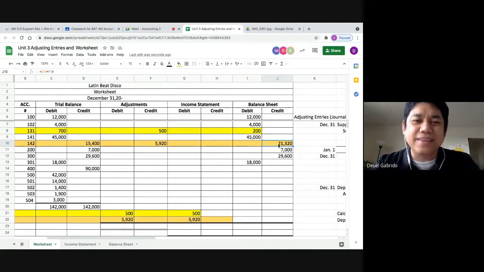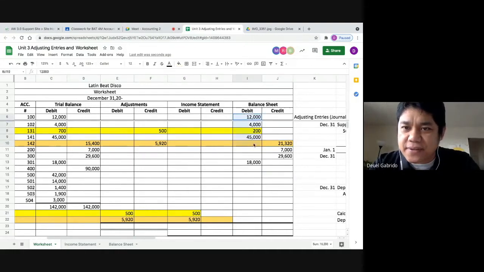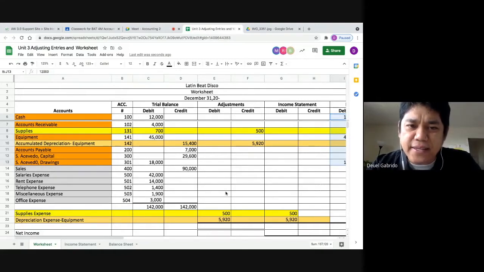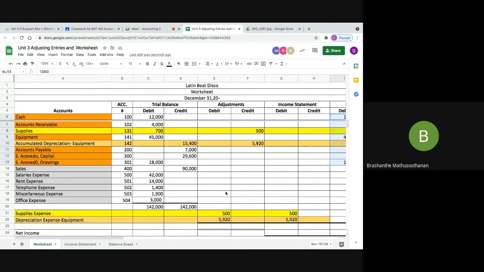Yes. Okay. So we transferred all, what's this? These are all the balance sheet items. Now let's go and complete the income statement. So how do we calculate the net income again, guys? By subtracting what? Revenue minus expense. Very good, very good.